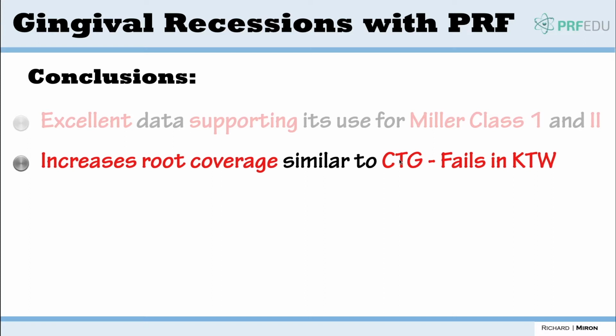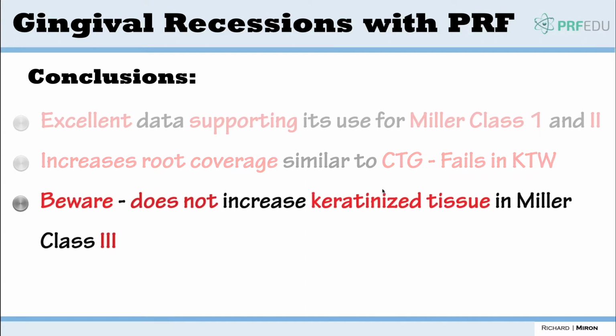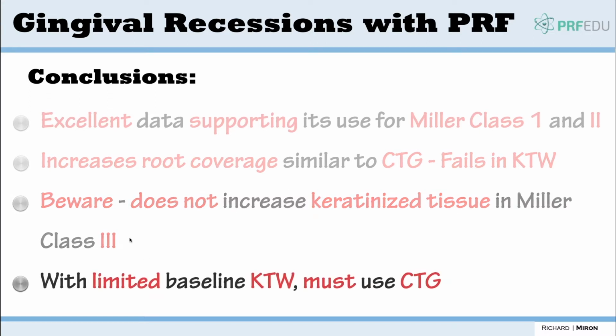Anytime that the baseline keratinized tissue width is not adequate and you apply PRF there, you get a better result with connective tissue graft, okay? So be very much aware that it does not increase keratinized tissue, cannot be used for class 3. And again, this is the main thing here. When there's limited baseline keratinized tissue width, you must utilize a connective tissue graft. And that's what's highlighted in that chapter.